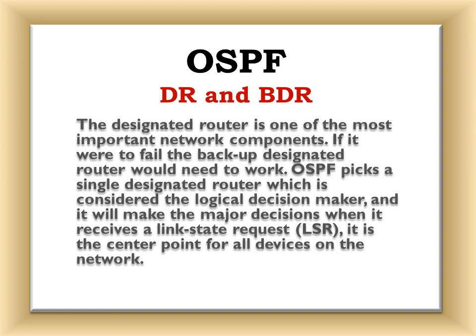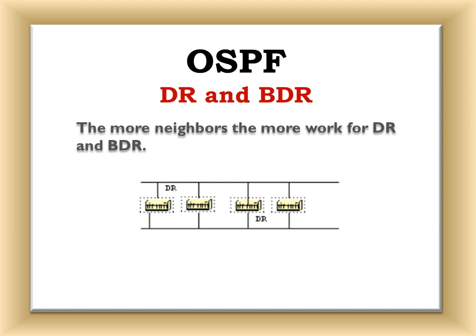OSPF picks a single designated router, which is considered the logical decision maker. It will make the major decisions when it receives a link state request, an LSR. What it means for the neighbors is that the more neighbors, the more work for the designated router and for the backup designated router. Because we know that if the designated router were to go down and fail, then we would need the backup designated router. So these are very important components when it comes to the network.